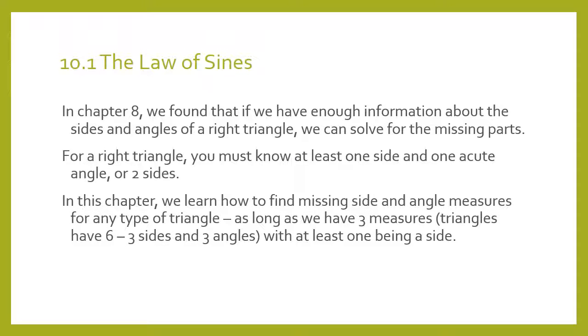In this chapter, we're going to learn how to find the missing side and angle measures for any type of triangle. What we need is to have 3 of the 6 measurements. Triangles have 6 measurements, 3 sides and 3 angles. We need to have at least 3 of those measurements, and at least one of them needs to be a side.